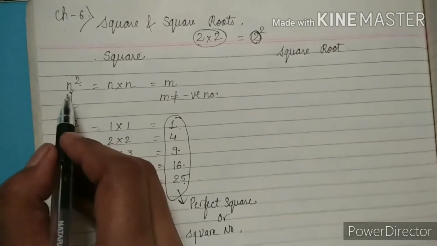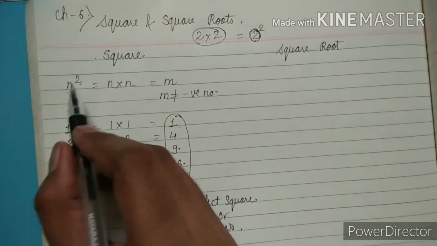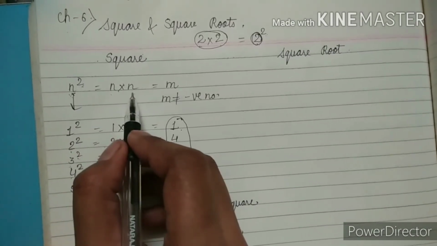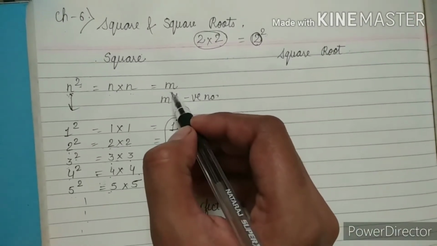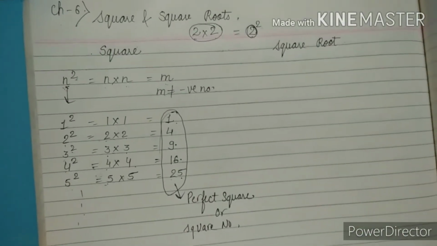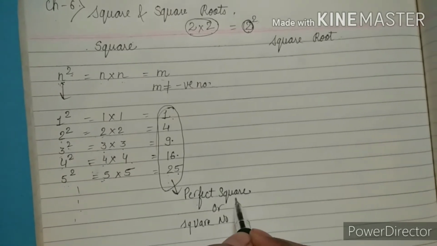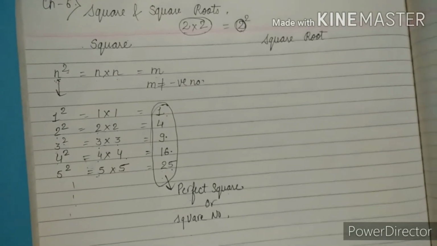As you can see here, n square is there. We can write that n is multiplied 2 times, n into n, and the result is considered as m. As you can see here, all are positive numbers. That's why they are called perfect squares or square numbers.